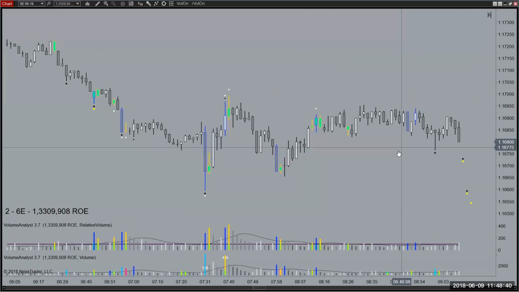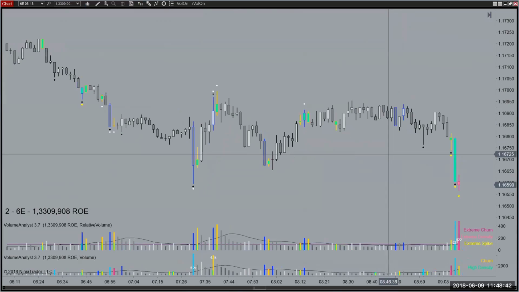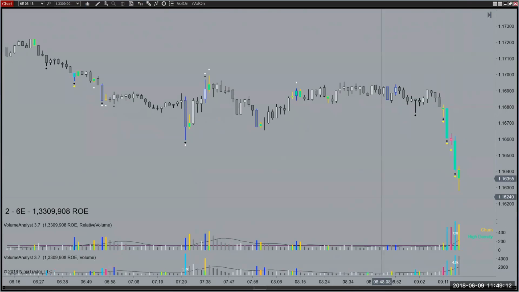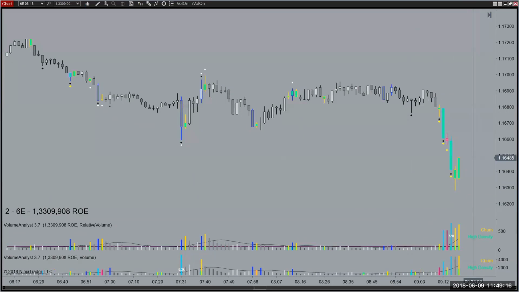So that's actually a 2-bar pattern there. But of course, I'm not trying to buy that because we haven't yet met the area that I'm looking to buy. And then we get that larger 2-bar pattern here, which we don't quite get right there in the raw volume.